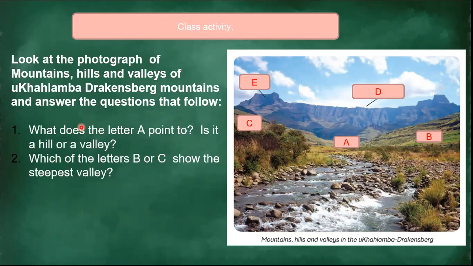Okay, we have Koketo. Koketo says it is C. C, it is the steepest valley. Yes, guys, the answer is C. C is the one that shows a steepest valley. Let's move.